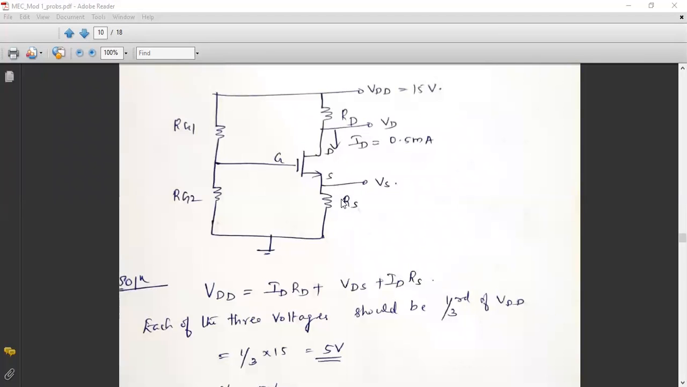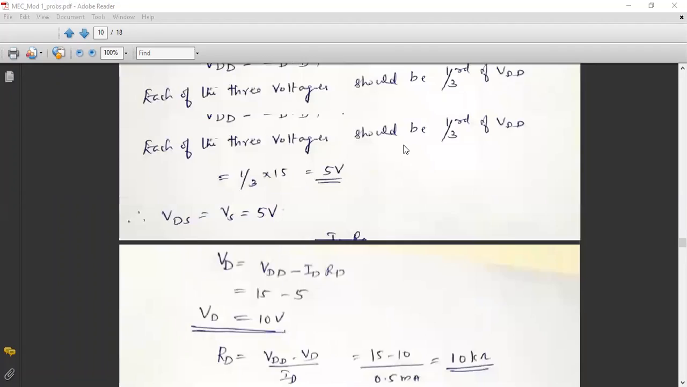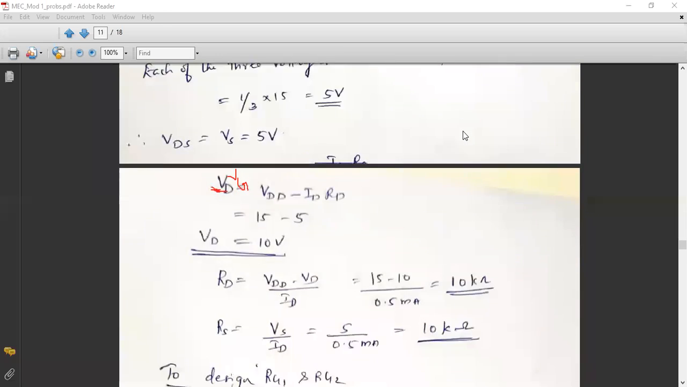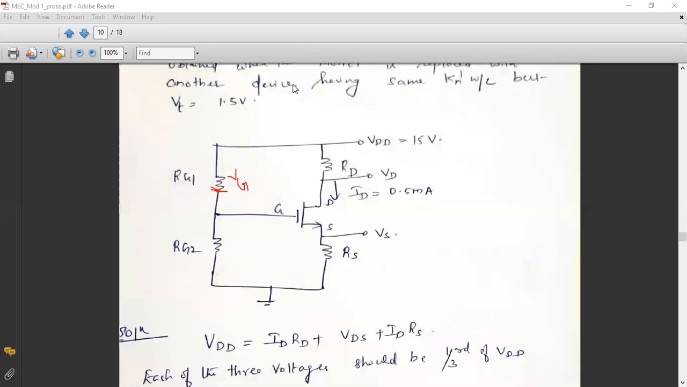So RD and RS you have already designed. Now you have to go with RG1 and RG2. To find RG1 and RG2, you will have to calculate the junction voltage, the voltage at this node, which can be considered as VG. How will you calculate VG? By applying KVL to this loop. So all of you write the equation for KVL. Can anybody tell me how you will write the equation for VG by applying KVL to this particular loop? Please unmute and speak how you will write the voltage across this RG2 in terms of VGS and VS.